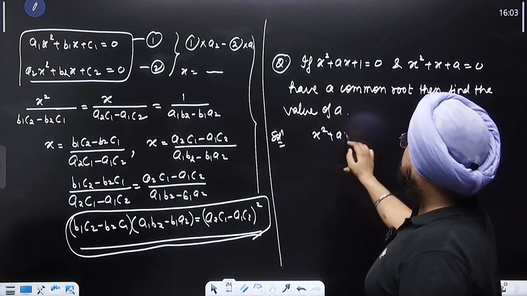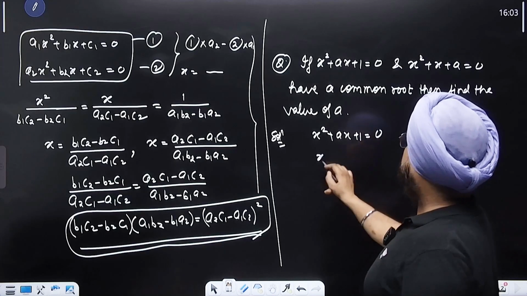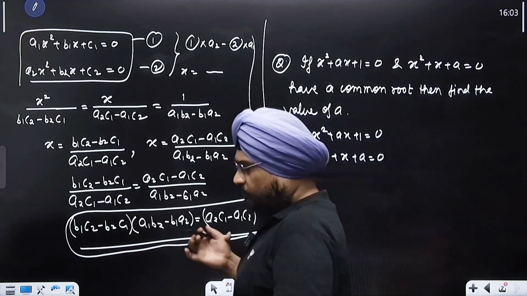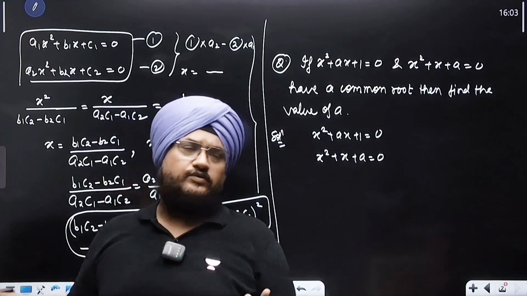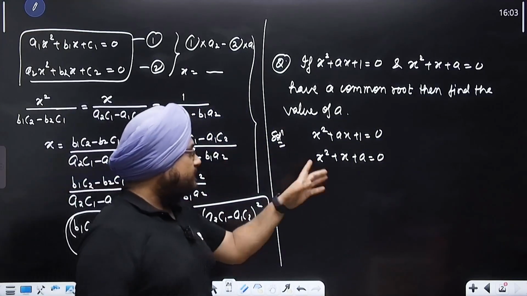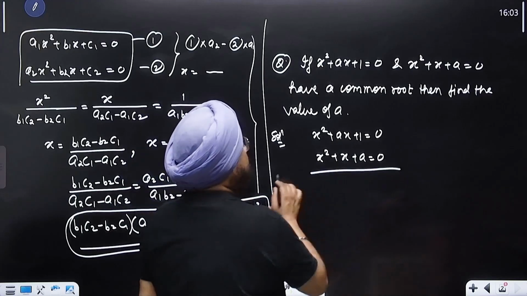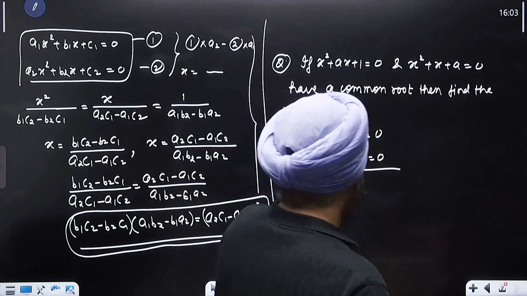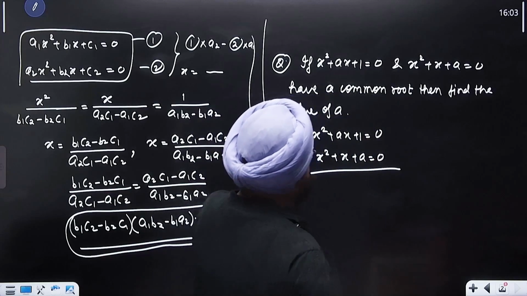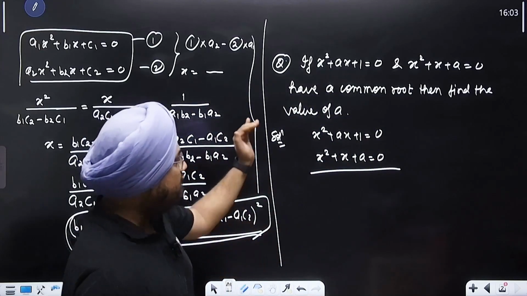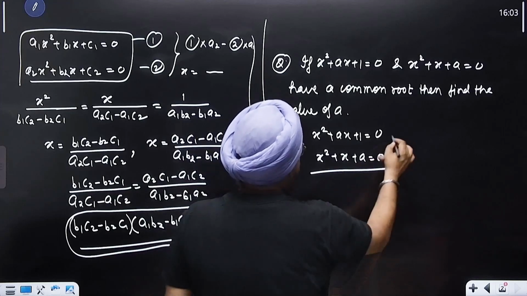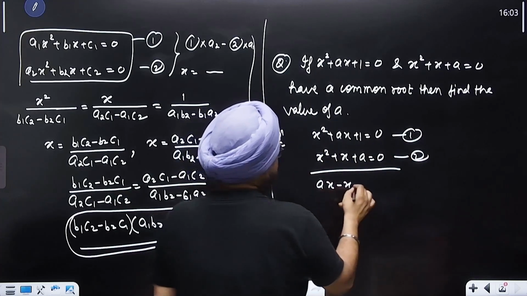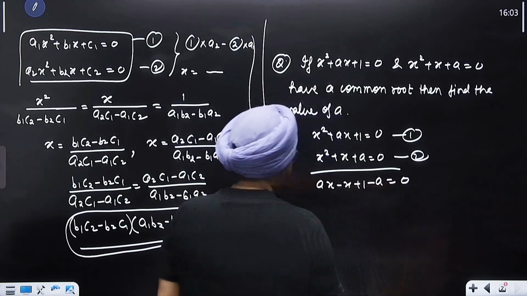We are given that these two equations have a common root. We don't know whether both roots are common or only one root is common. We can solve these two equations either by cross multiplication or by substitution or by elimination. These two equations are very simple. I am using the elimination method. Subtract 1 and 2, we get ax minus x plus 1 minus a equal to 0.